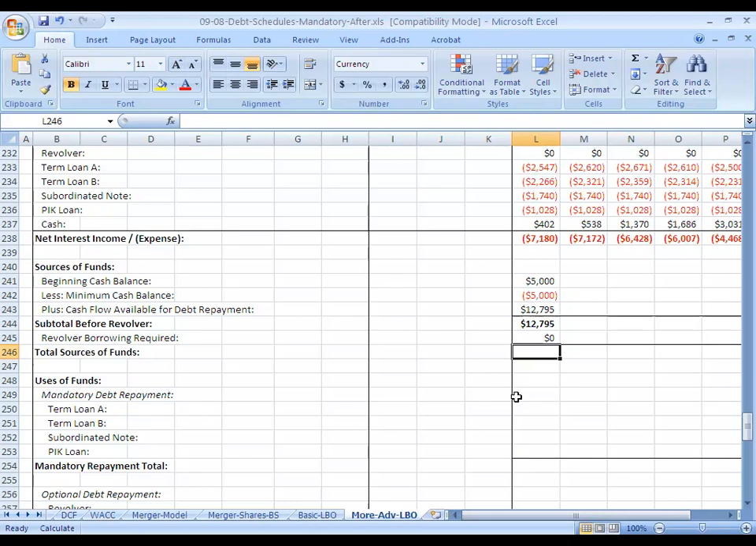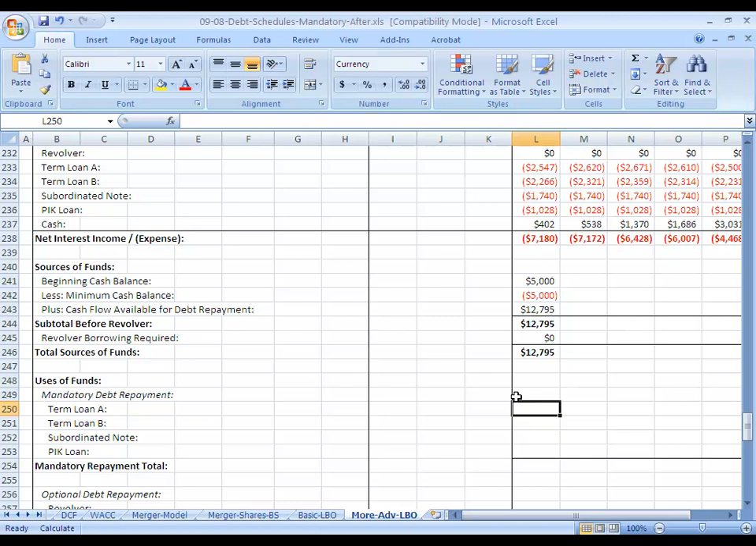For the total sources of funds, I'm just going to add up revolver borrowing plus subtotal before revolver. As with our sources and uses schedule, we also like to have a sources and uses for our debt schedule here, especially in more advanced models. It just helps us trace visually more easily what is actually going on here, and once again, where the funds are coming from to pay our debt, and then where they're going to. How much in mandatory repayments are we making, and how much in optional repayments are we actually making here. So now for the mandatory debt repayments, this is actually very simple and it follows exactly what we went through before with the basic LBO model.